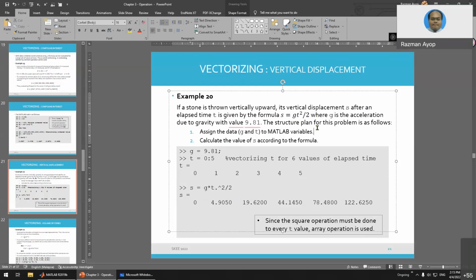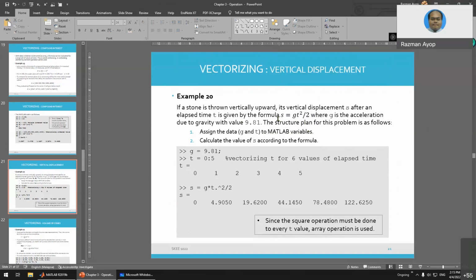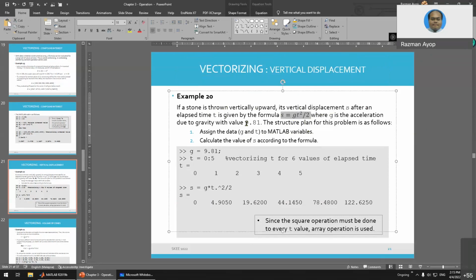So let us look at the second example, vertical displacement. Try to recall, I think you already learned this before. No need to worry, this formula will be given. You only need to know how to do the programming. If a stone is thrown vertically upward, S is the vertical displacement, T is the time, and G is the gravity, which is a constant, but time is changing.